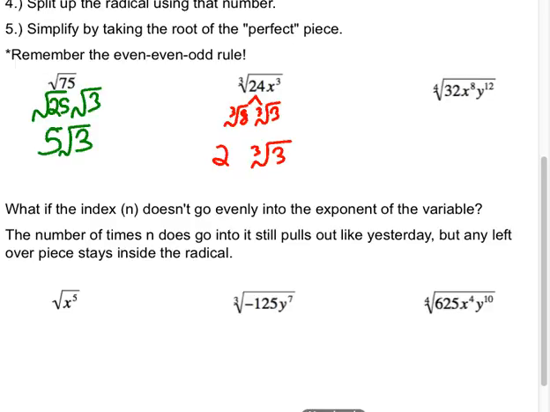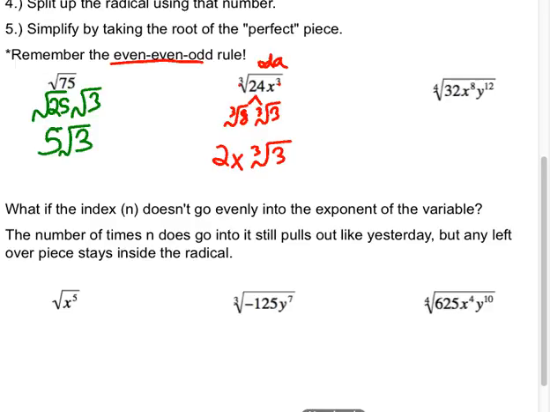So remember, for variables, I have to ask myself, how many times can 3 go into that exponent of 3? Well, 3 only goes into 3 once, so it's going to pull out as an x to the first. And because it's an odd root, I never have to worry about that power or that rule, correct? So let's look at our next example.